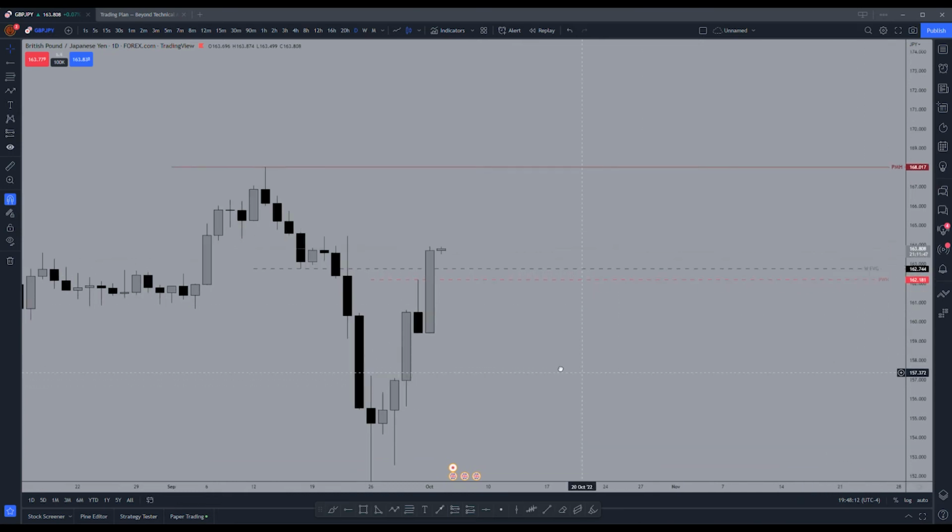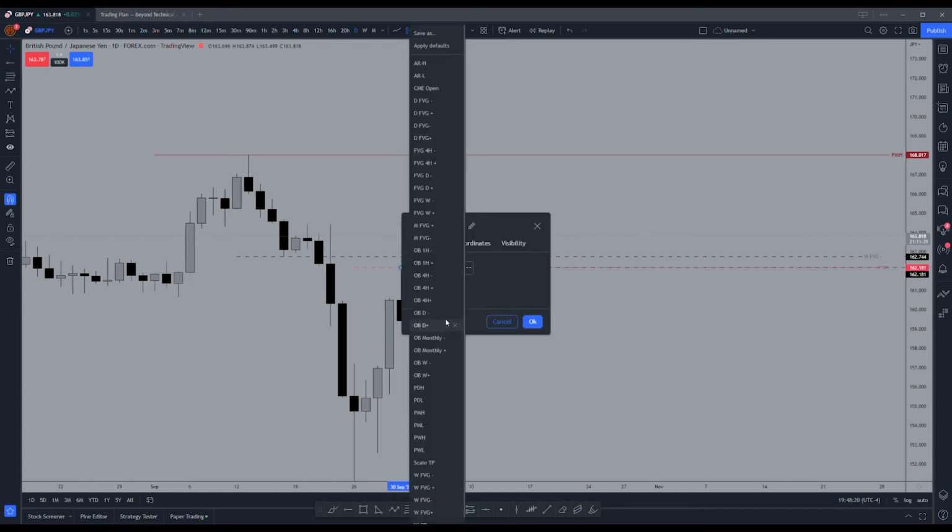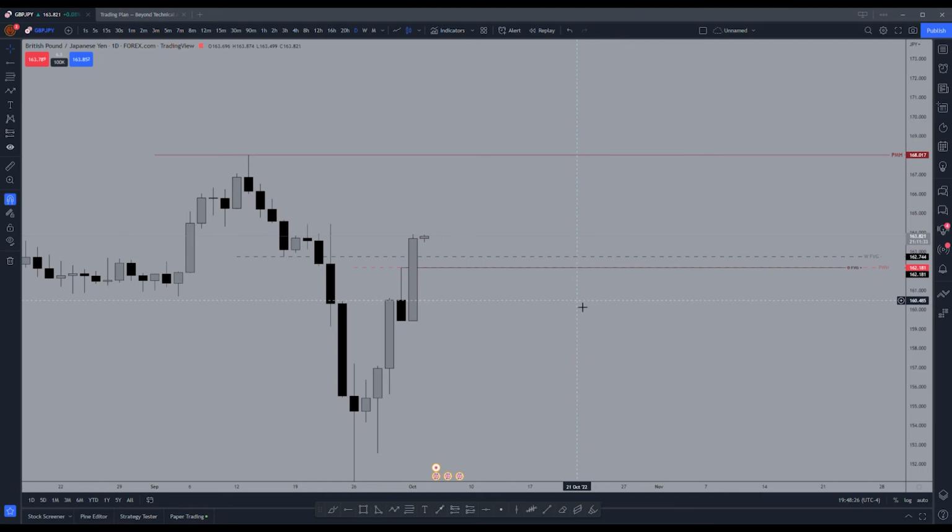On the daily right here, we have a daily fair value gap. This is valid because it hasn't been filled in yet. So we're going to go to daily fair value gap plus. Make note, our previous weekly high is also a daily fair value gap bullish.